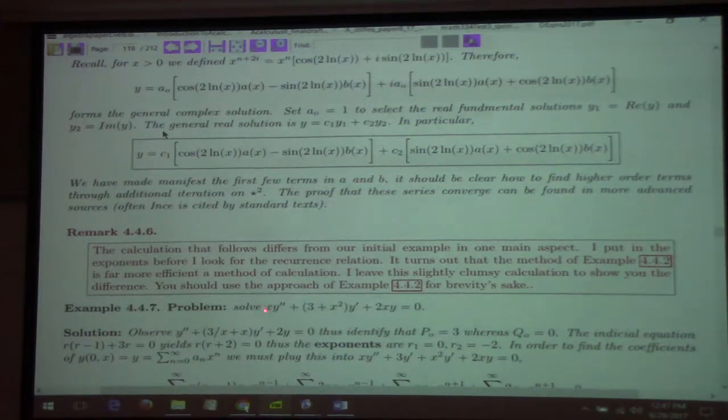Next here, x y double prime plus 3 plus x squared y prime plus 2xy equal to 0. Basically, I just get straight to the point of looking at the indicial equation for a change. The exponents are 0 and minus 2. And then I plug in.